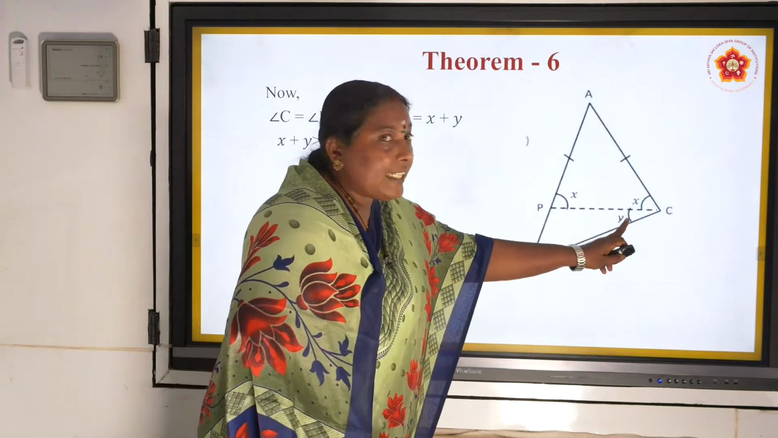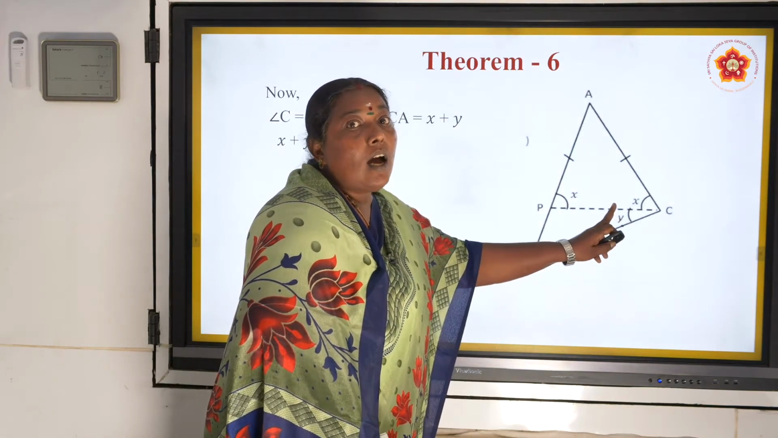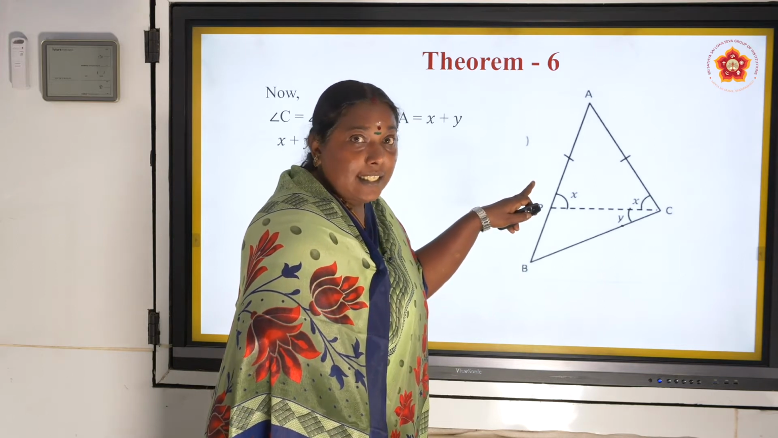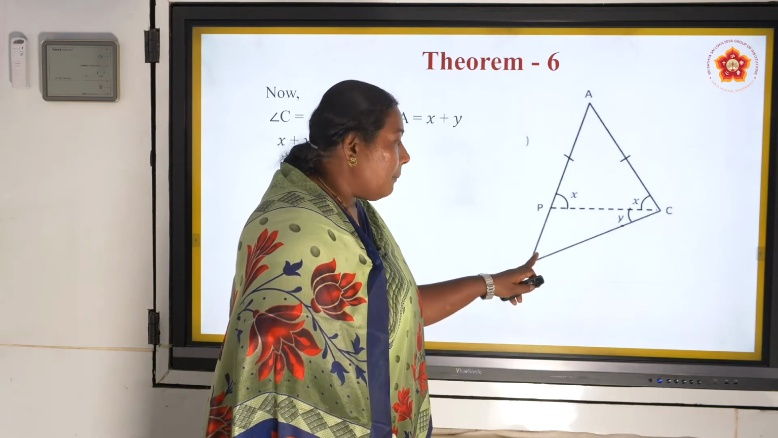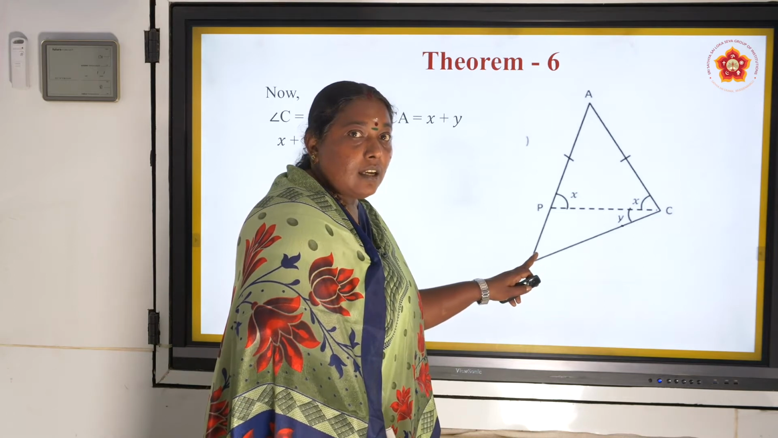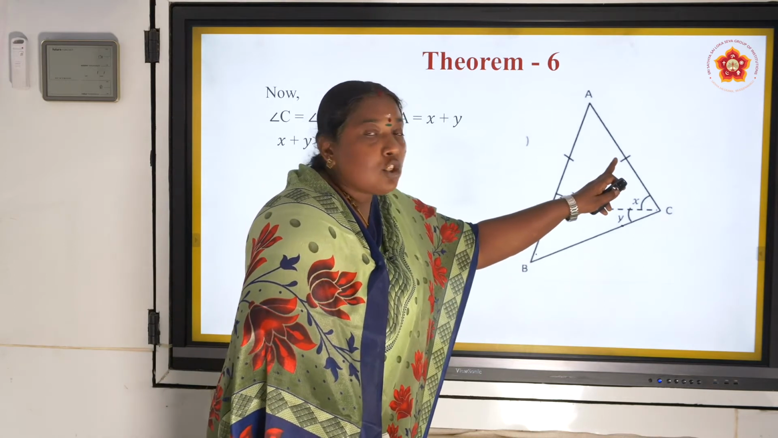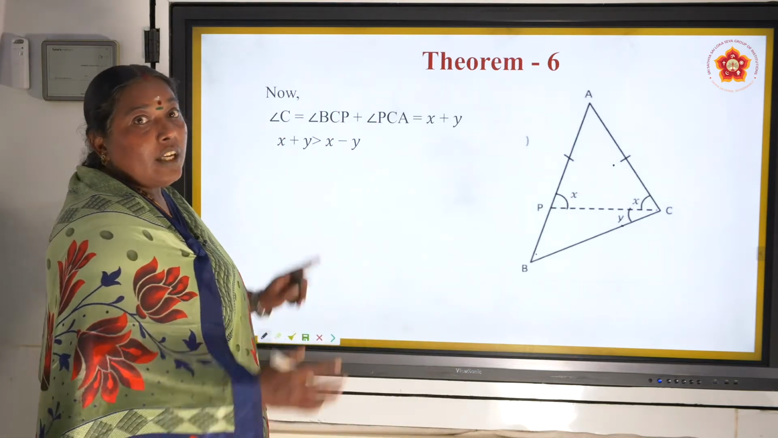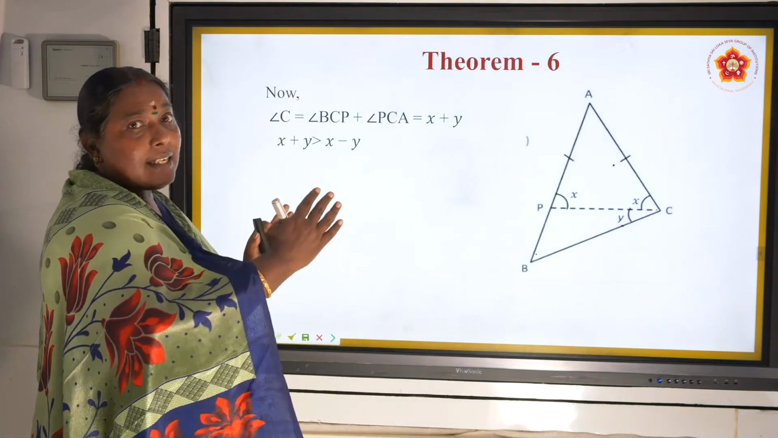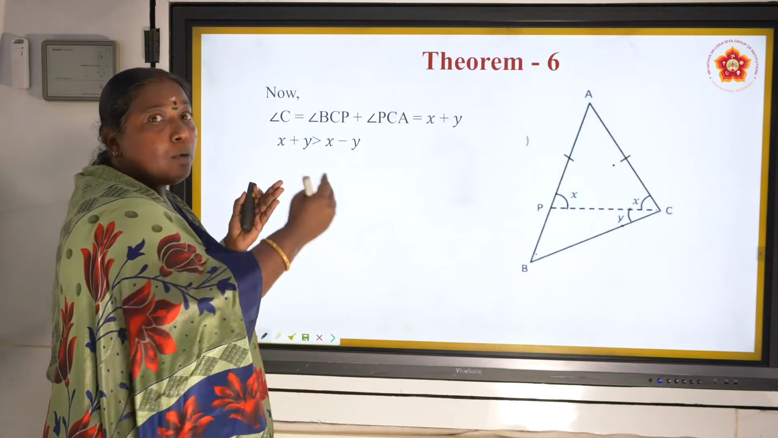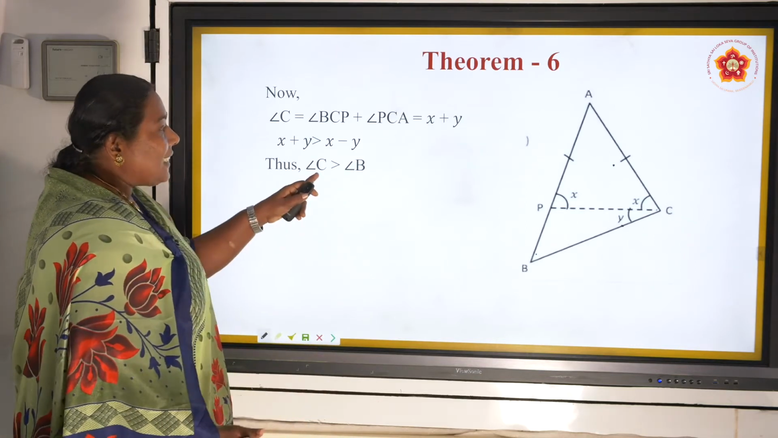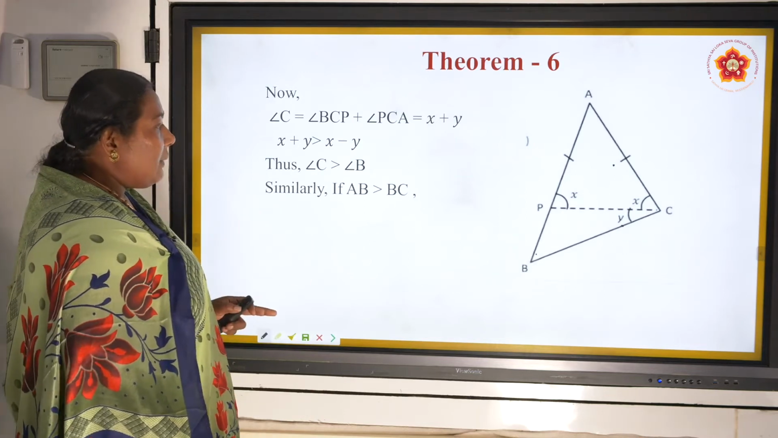X plus Y is the angle opposite to the larger side. Correct? Next, B is opposite to the smaller side. Is it right? So that is what we have to prove. If I have unequal sides, the angle opposite the larger side will be larger. So we have here angle C is greater than angle B.